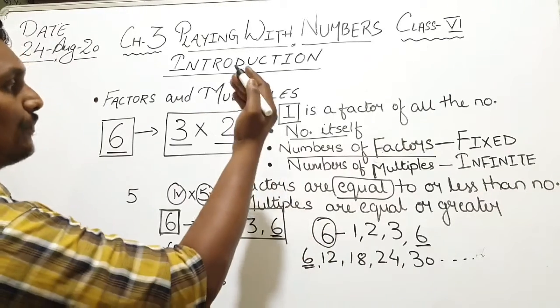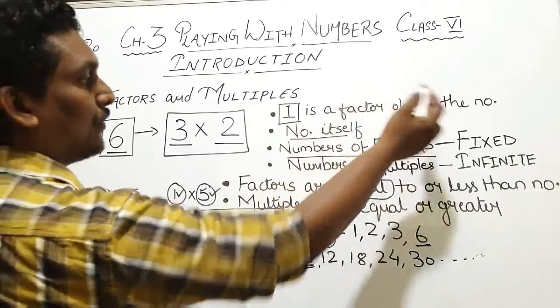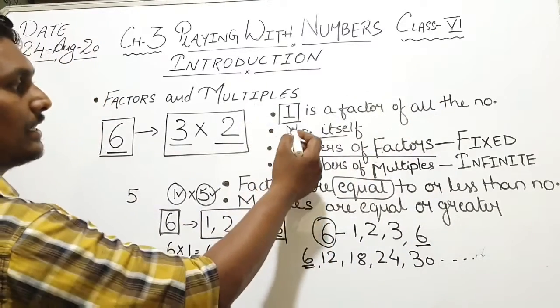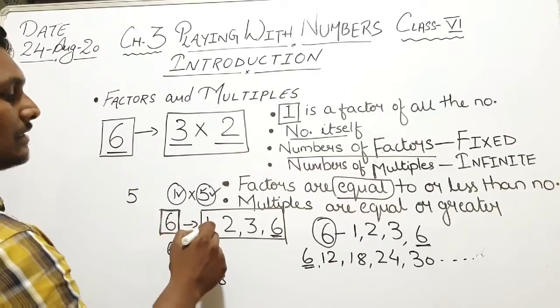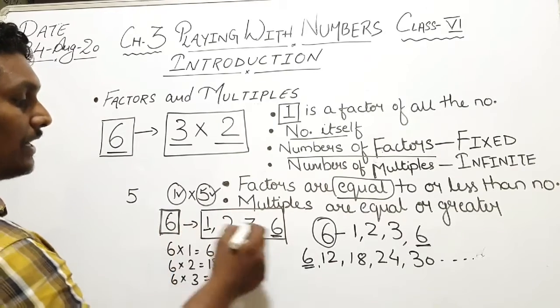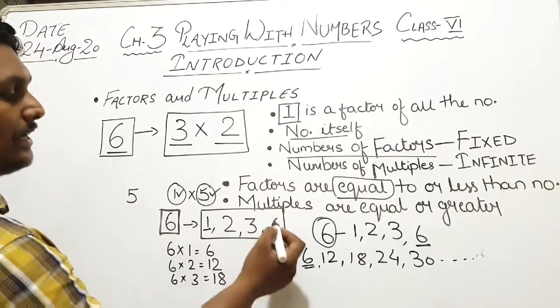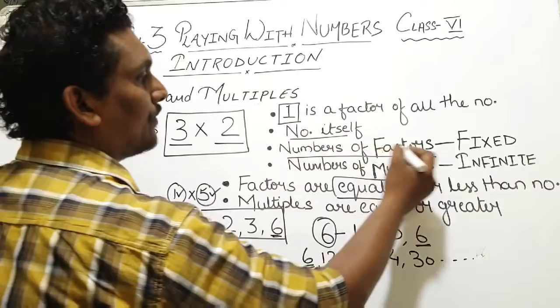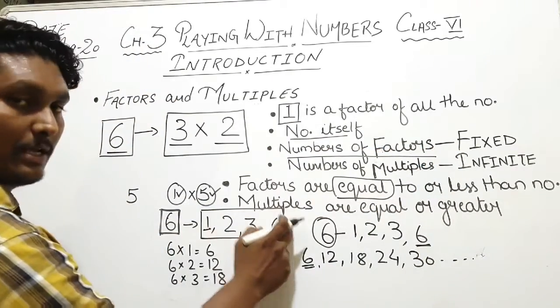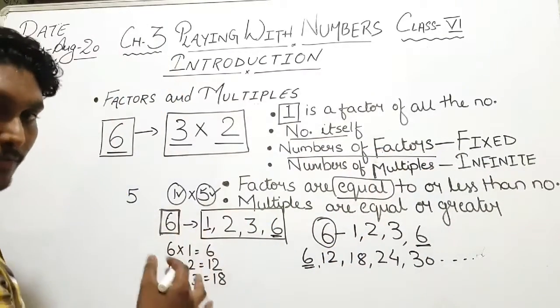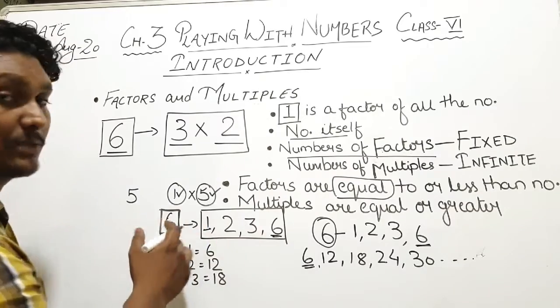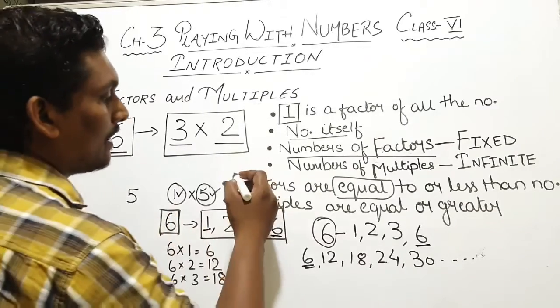Okay, so first thing, 1 is the factor of all the numbers. Second thing, the number itself. Suppose I have taken this 6. 6 will come in the table of 1 and 6, right? 1 and the number itself. Number of factors are fixed. Number of multiples are infinite. They are not fixed. You can multiply this 6 with any number, right?